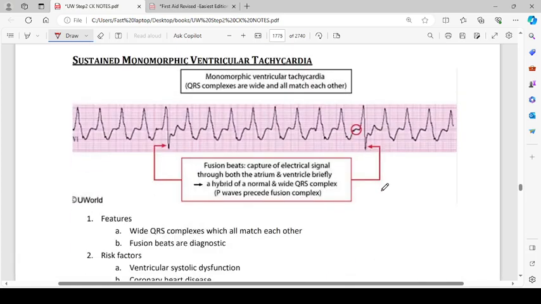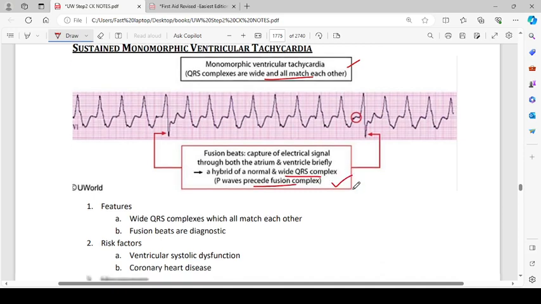Then sustained monomorphic ventricular tachycardia. QRS complexes are wide and all match each other. Fusion beats: capture of electrical signal through both the atrium and ventricle briefly, a hybrid of a normal and wide QRS complex, with the P wave preceding the fusion complex.